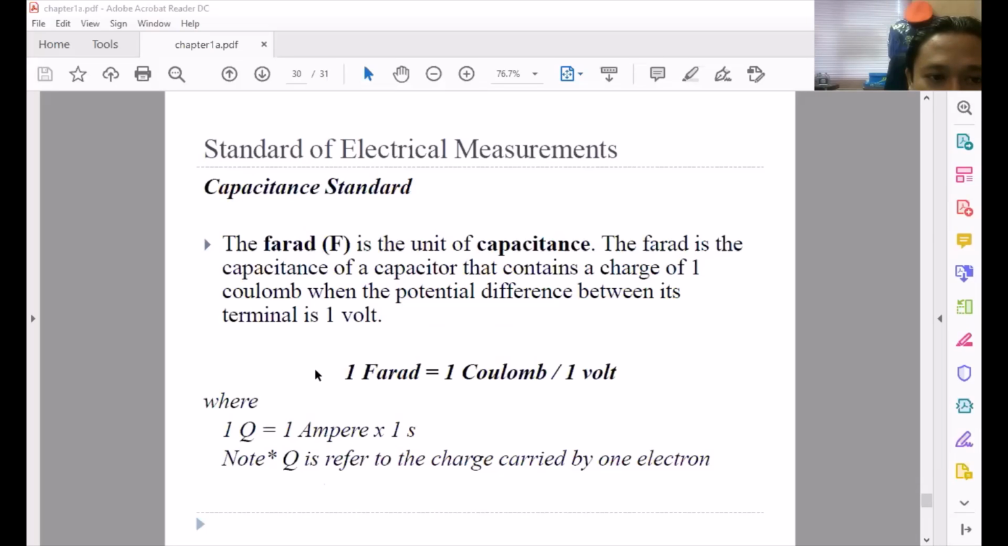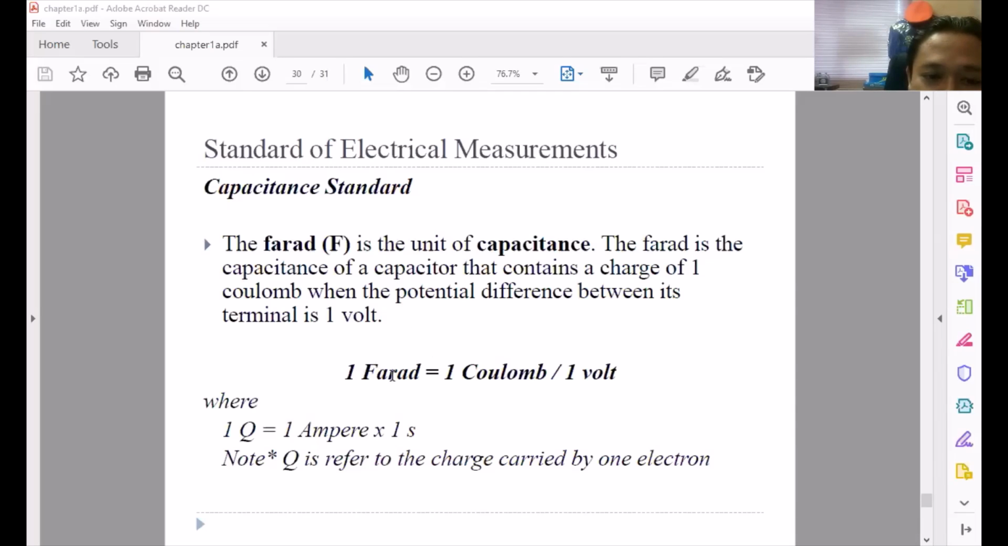All right. Next is the capacitance standard. For you, you just need to know the unit. For the resistor, the unit is the ohm. The capacitance is the farad. The unit of the capacitor is the farad. You just know the unit, no need to know the detail.